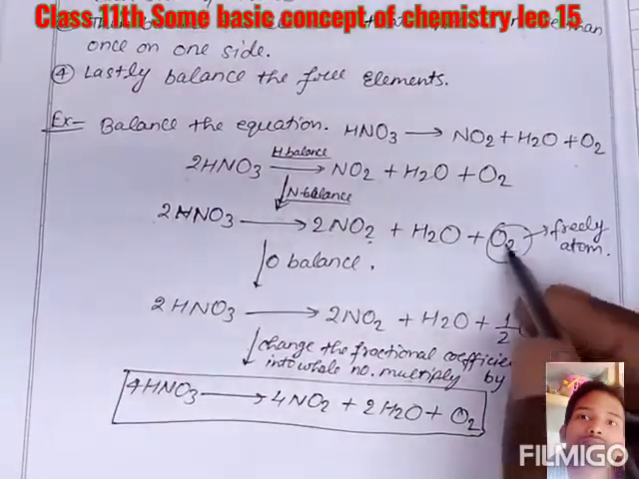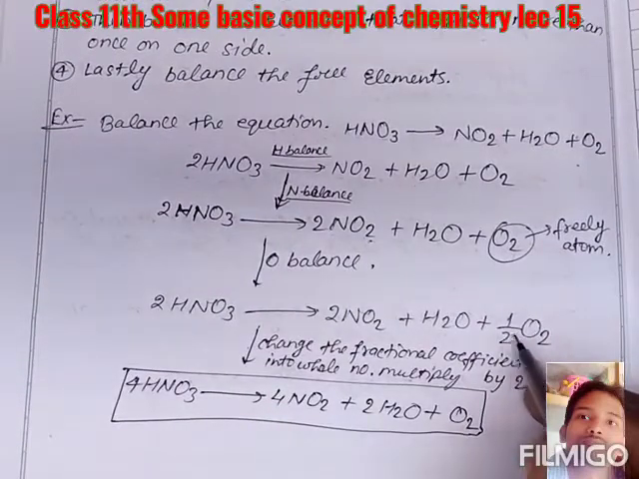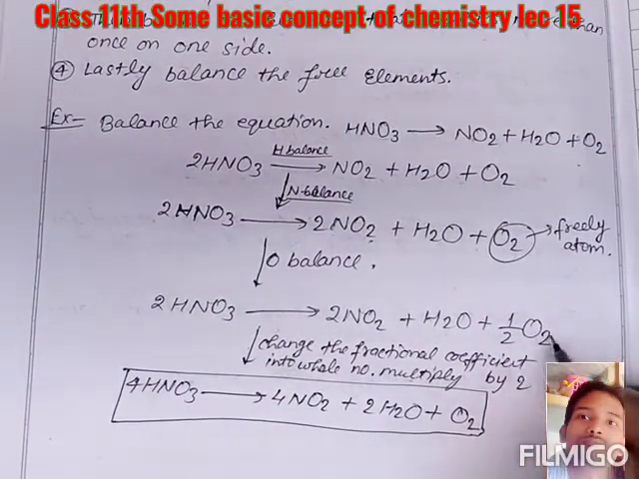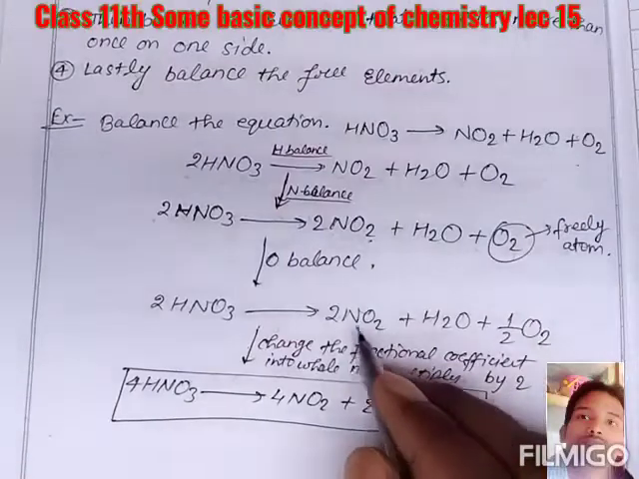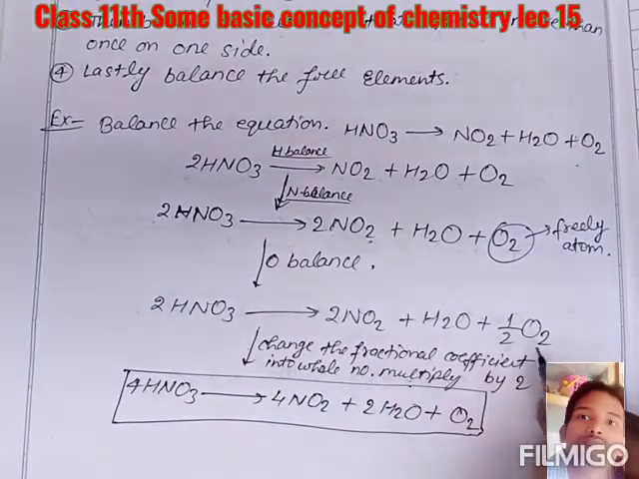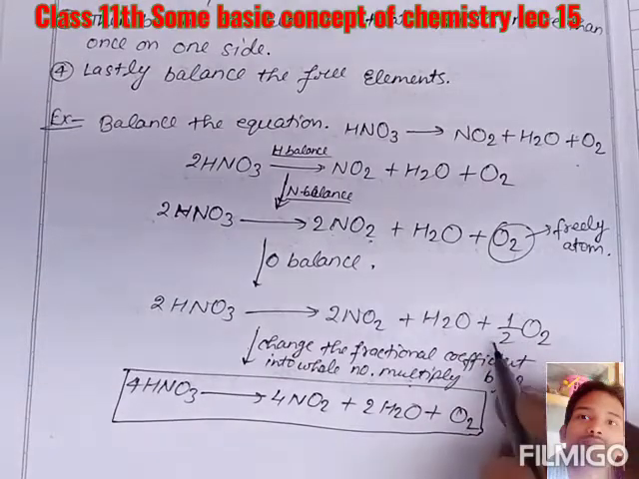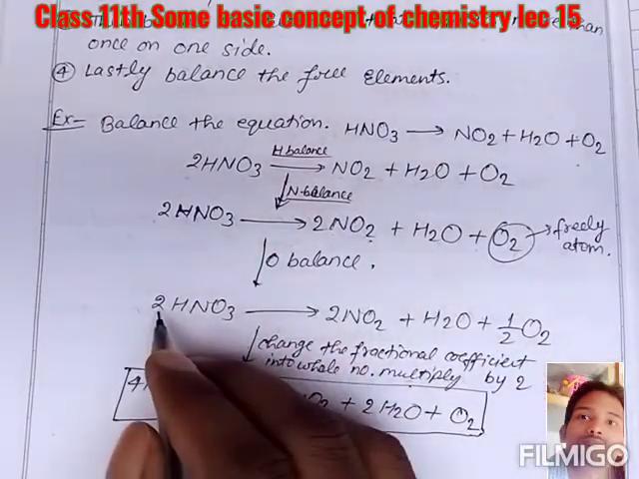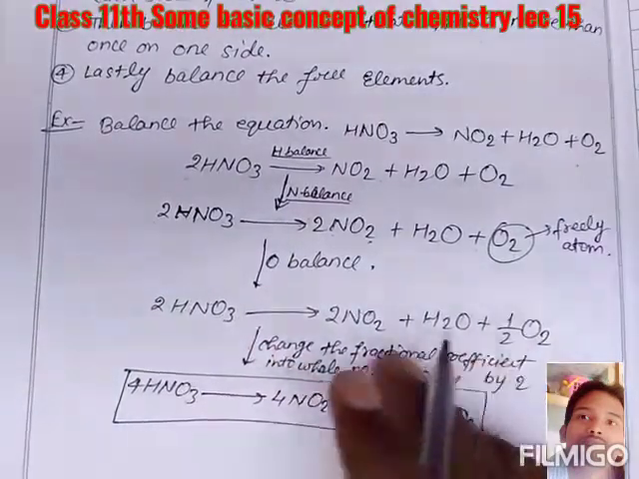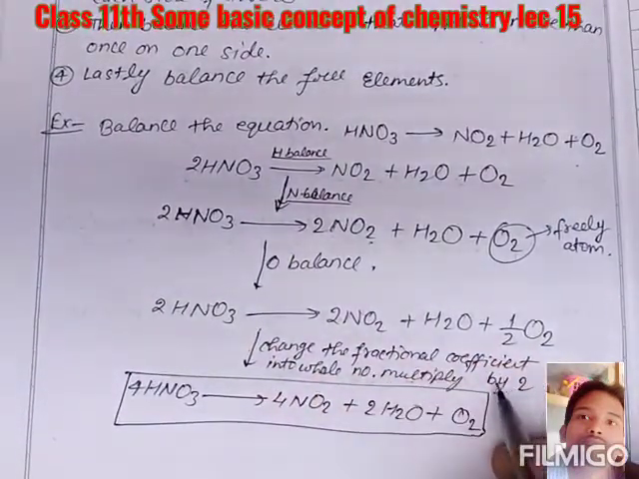So if O2 exists in molecular form, you will multiply it by the stoichiometric coefficient half, and you will get the single oxygen. So 2 times 2 is 4, plus 1 is 5, and 1 more is 6 oxygens. And here also 2 times 3 is 6 oxygens. So the oxygens are balanced.